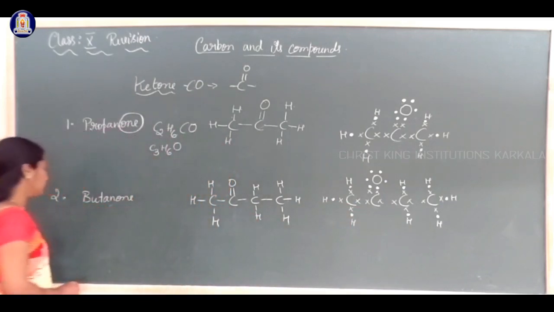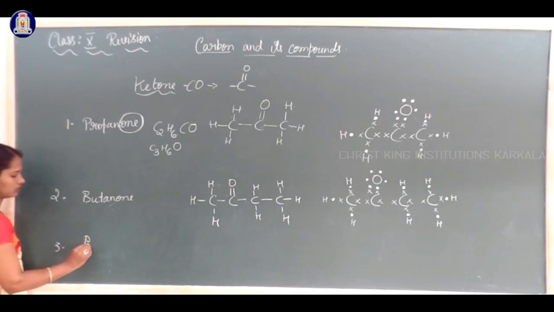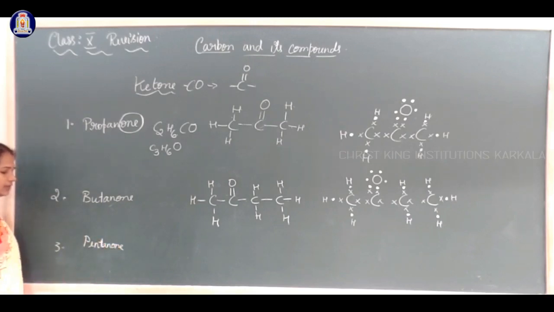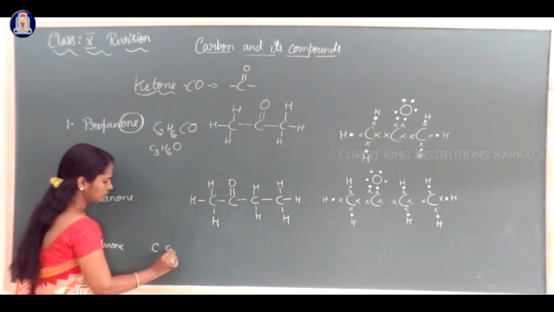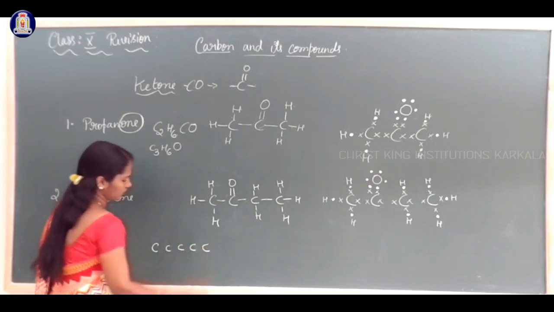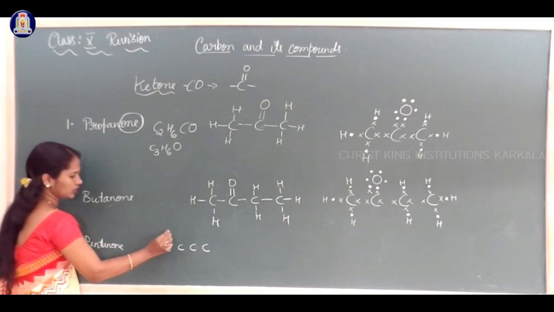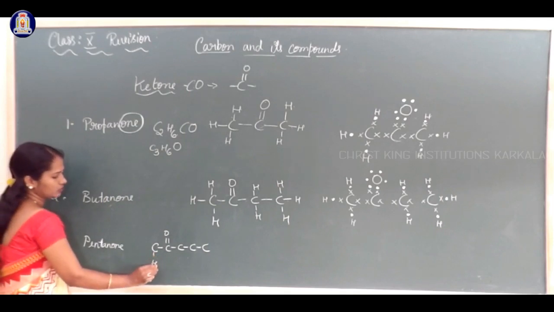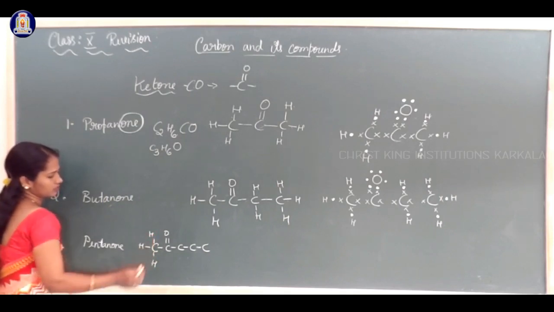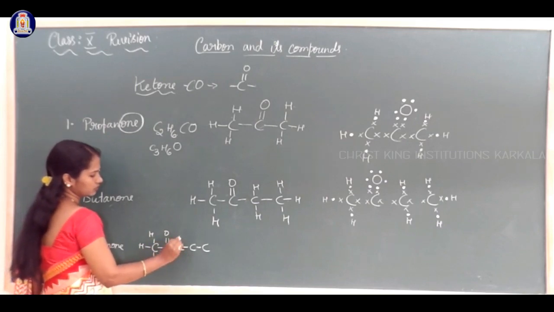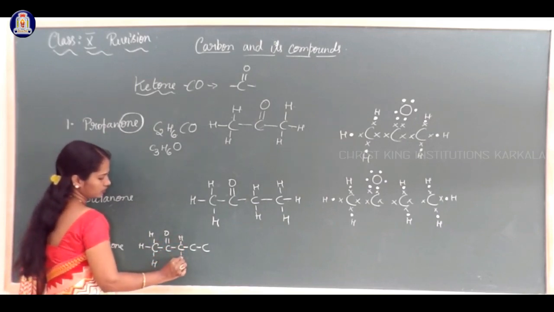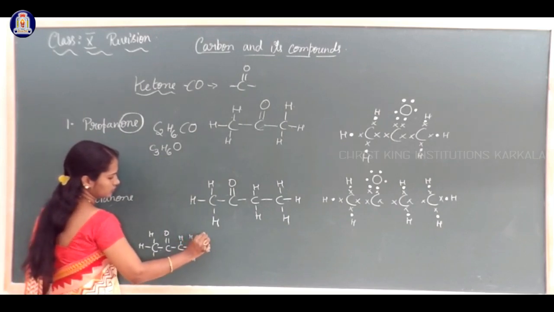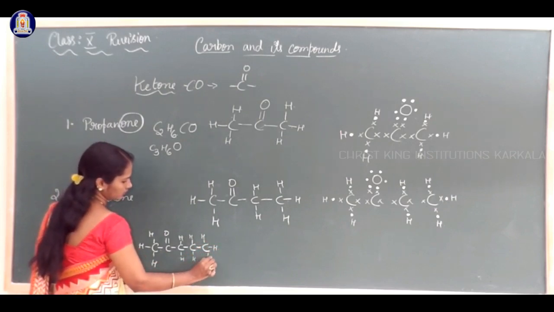Now I will go to the third one, pentanone. Pentanone, 5 carbon, 1, 2, 3, 4, 5. For the second one, I will give ketonic group, remaining all single bond. Then complete by writing hydrogen. 1, 2, 3, 4, 1, 2, 3, 4, 1, 2, 3, 4, 1, 2, 3, 4.